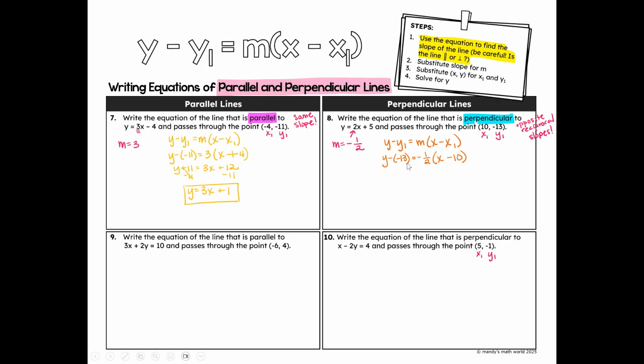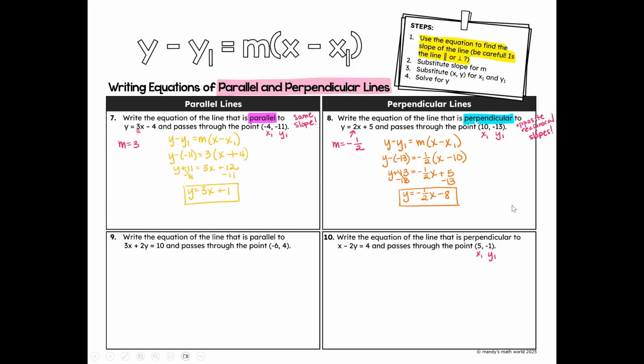Y minus -13 I can rewrite as y plus 13. And then I'm going to distribute -1/2 into each term inside the parentheses. So I get -1/2 times x. Then -1/2 times -10 is positive 5. The goal is to get y all by itself because we're converting to slope-intercept form of a linear equation. So I'm going to subtract 13 from both sides, and I get y equals -1/2 x minus 8.